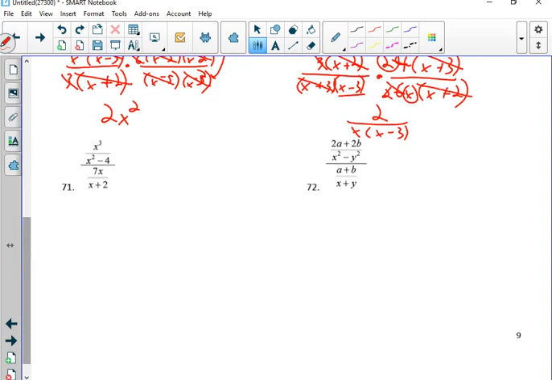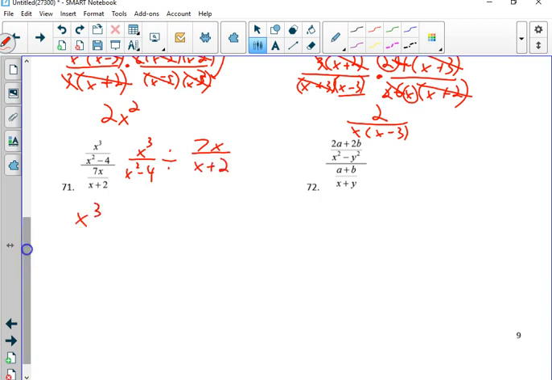Now, number 71 is no different than 69 and 70. It's just written differently. You can go right to the division, or you can rewrite it like this if it makes you more comfortable, and then do your flipping.